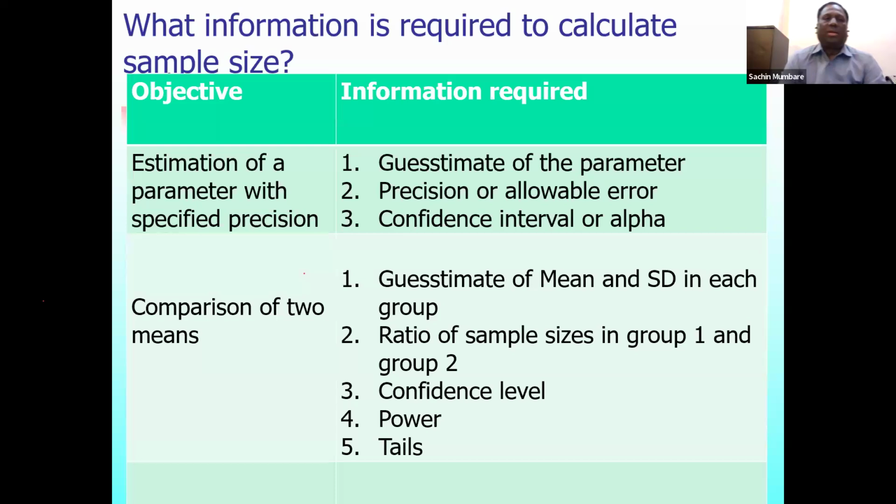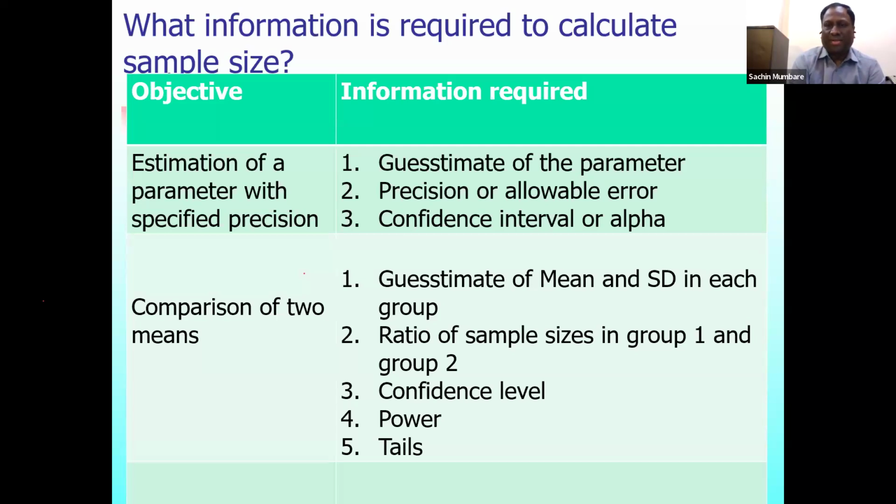If you want to estimate the sample size wherein there is comparison of two or more groups, or comparison of two means specifically, then you must have the guesstimate of mean and SD in each group.